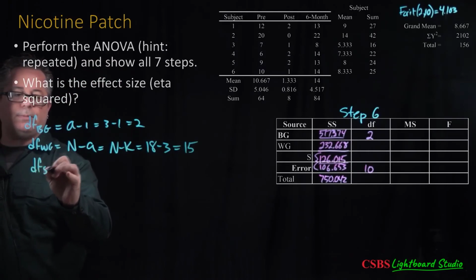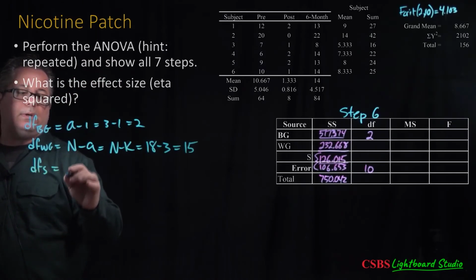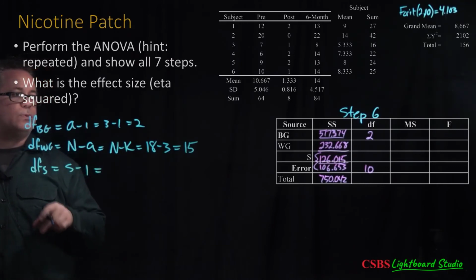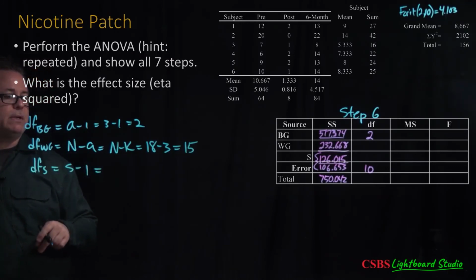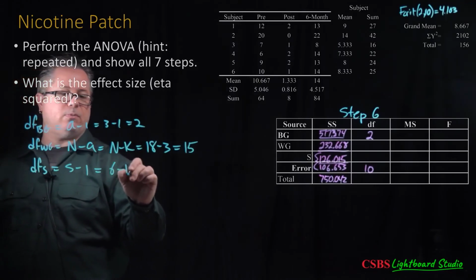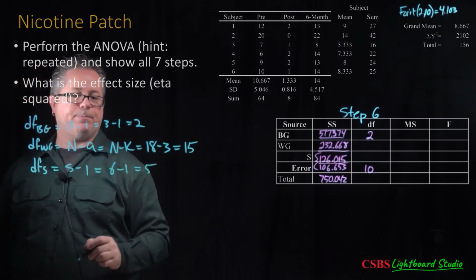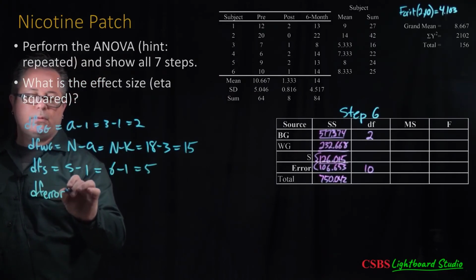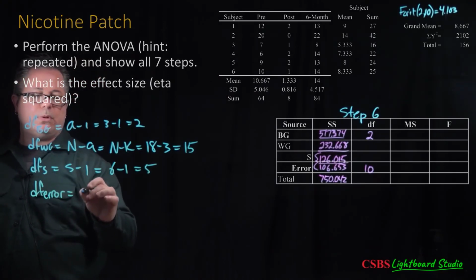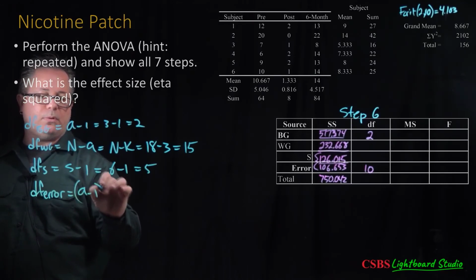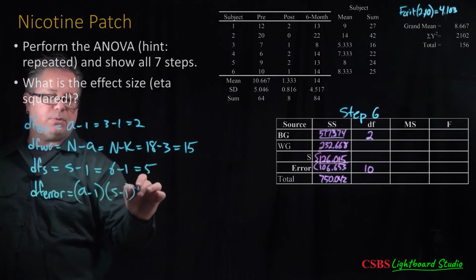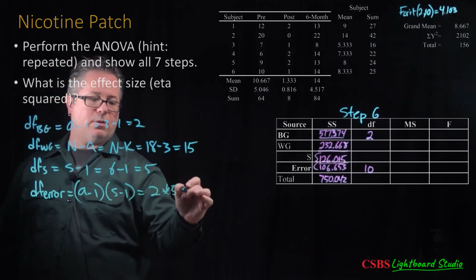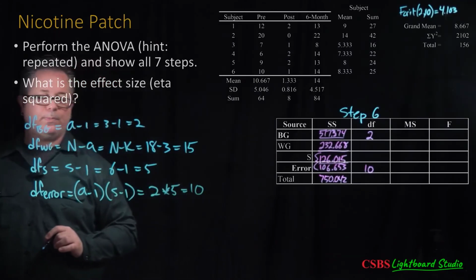Degrees of freedom for subject is going to be s minus 1, the number of actual subjects. So we have 6, so 6 minus 1 equals 5. Degrees of freedom for error are equal to the a minus 1 times s minus 1. So it's going to be 2 times 5 equals 10.